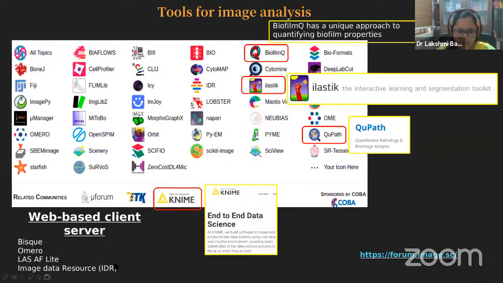What you need is a good internet connection, and I think at least for the past 1.5 years we have been really good with getting a good network. So that is enough. You can visualize your image, build your pipeline, run the data, and do the quantification. Everything can be done there. I have put up some of the popular web servers which are commonly used.